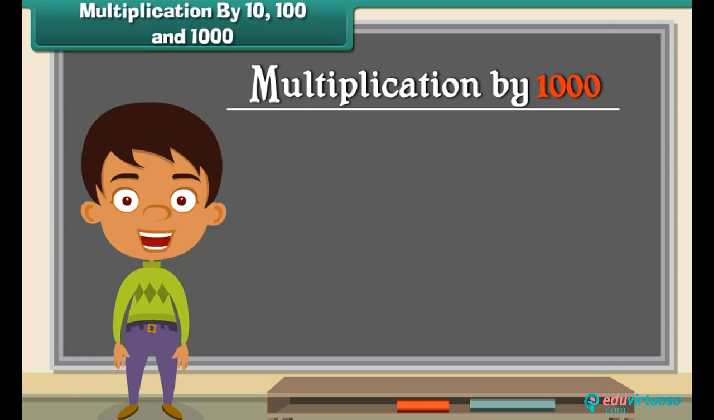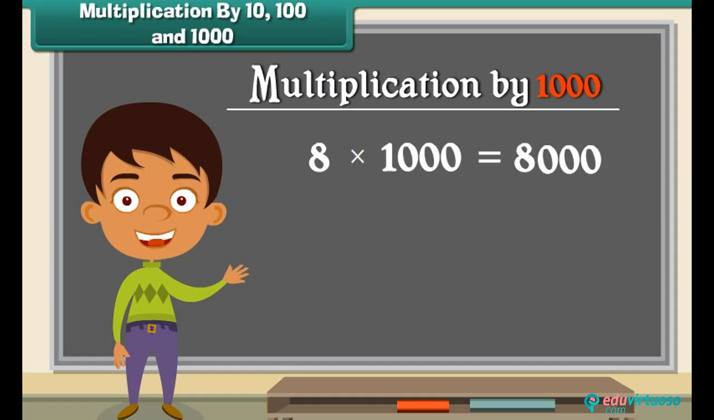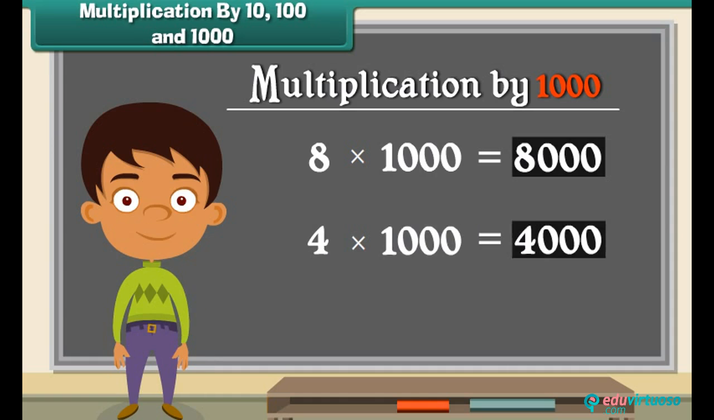When we multiply a number by 1000, we add the 3 zeros in the 1000 to the right of the number to get the result. Let us multiply 8 by 1000. Add 3 zeros to the right of 8 to get the result as 8000. By the same logic, 4 multiplied by 1000 is 4000.